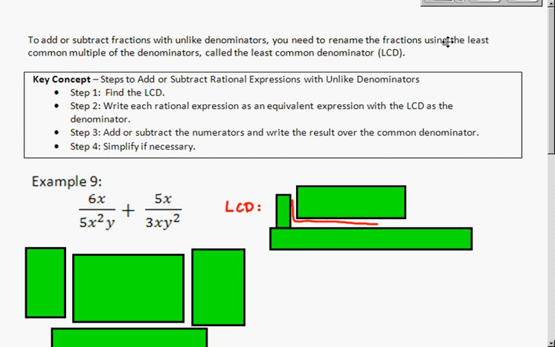Lesson 56, 9.4, adding and subtracting rational expressions with unlike denominators. The steps will help you out, but basically what you'll need to do is find that least common denominator that we've worked with here the last couple days.